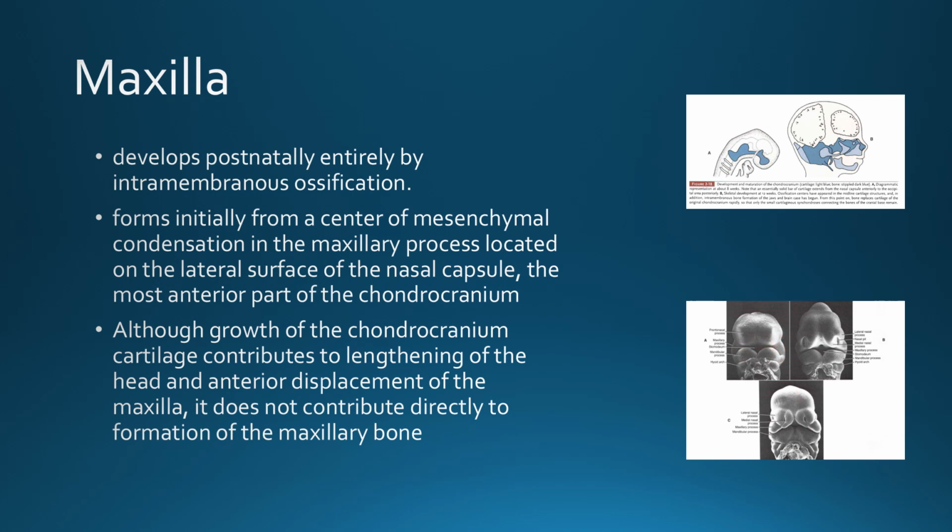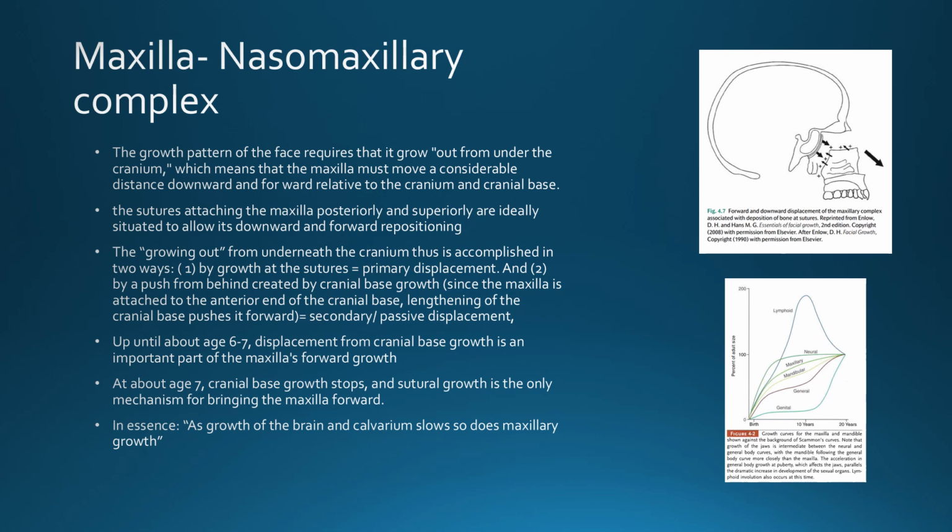Okay? So as the maxilla and the nasomaxillary structure forms, it kind of needs to grow out from underneath the cranium. So this means that the maxilla needs to move out a considerable distance. And how does this happen? The growth of the maxilla depends on two things. Okay, أول إشي في عنا sutures that are positioned superiorly and posteriorly that connects the maxilla to the cranial base.